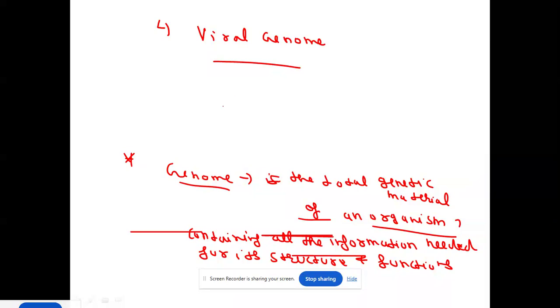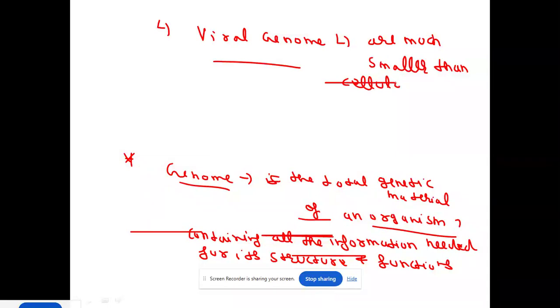So I am discussing the viral genome now. What is special about the viral genome? Viral genomes are much smaller than cellular genomes, as viruses are non cellular. So the feature is that it is small as compared to living cells.